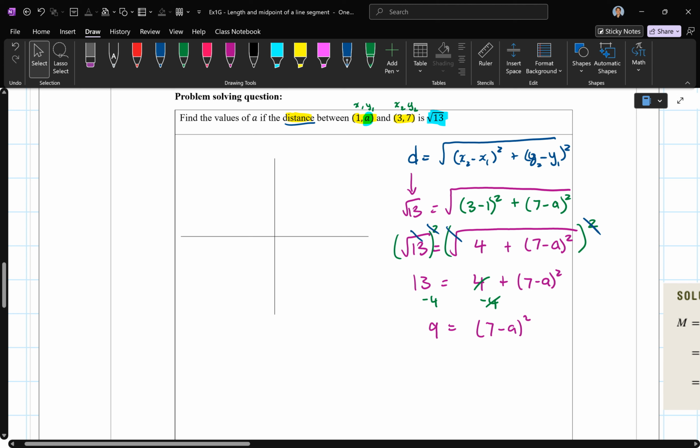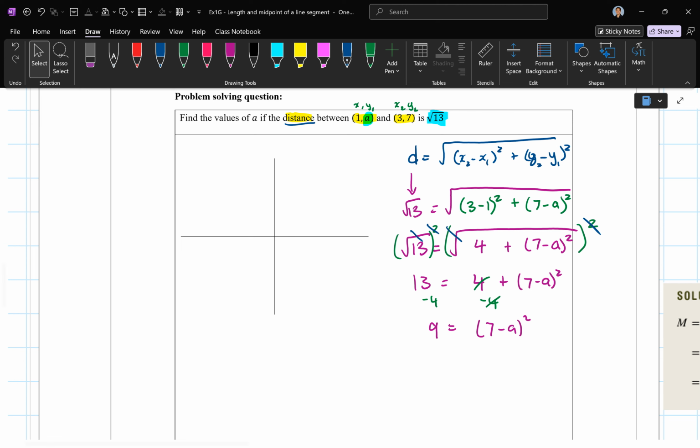Now you can use a bit of logic. 7 take away something, and if you square it, it equals 9. You'll probably figure it out from there.